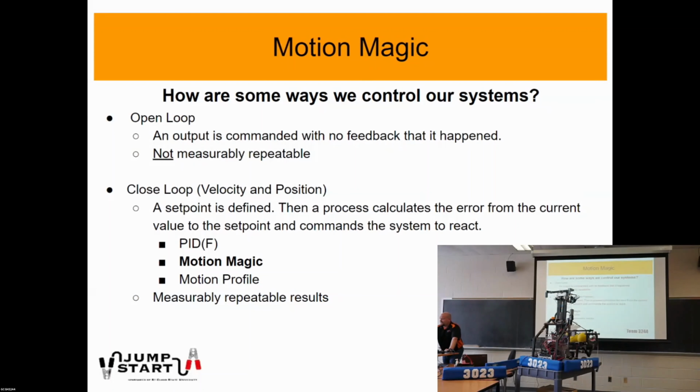We define a set point, and the process calculates the error and closes the control loop to get us to where we want to go. Ways we do that is with PID, and then there's also the F thrown in sometimes, the feed forward. Motion Magic, the Cross the Road Electronics platform, is what we're going to focus on today, and also motion profiling, where we can get a little more control of the whole curvature of where we're going. These closed loops are measurably repeatable. So if we want to repeat an action, pick from the same place and place at the same point, this is what we're going to want to do.